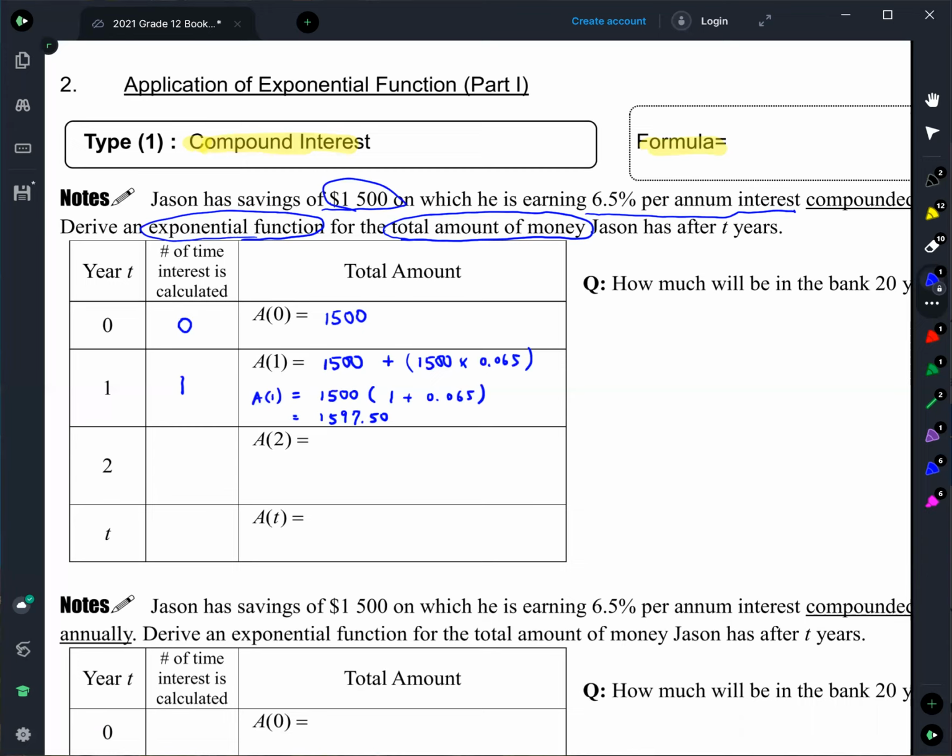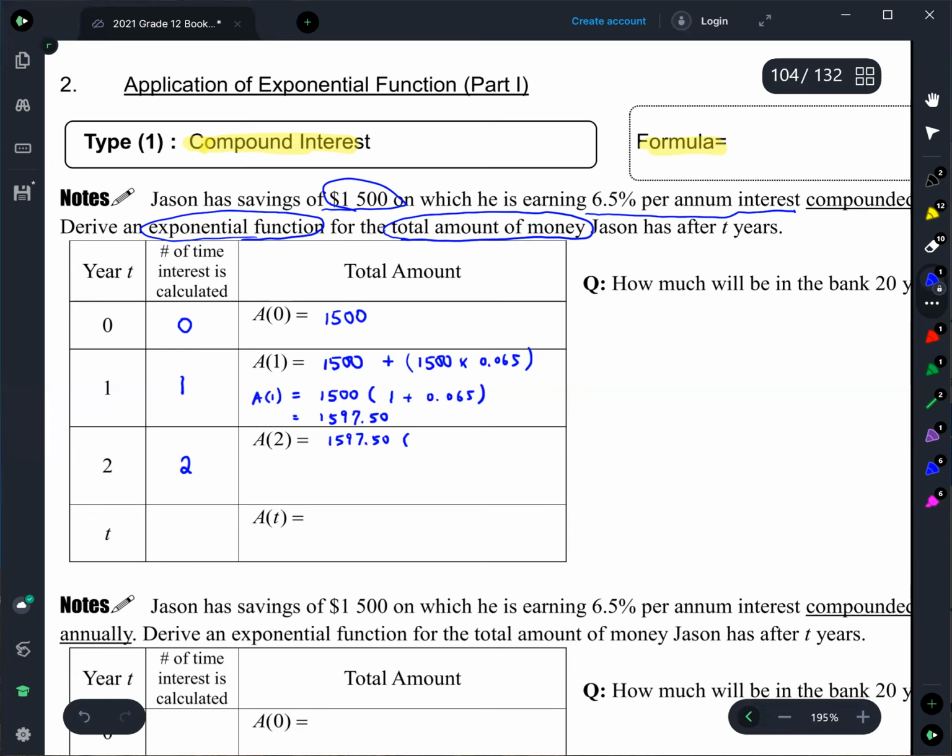So this amount will be your new amount, right? So you can see compared to the beginning, you earn $97.50 more, right? So you add it on to your original and use that as your beginning amount to calculate the next year's. So 2 years later, then you would use 1597.50, and then do the same thing as your new beginning.